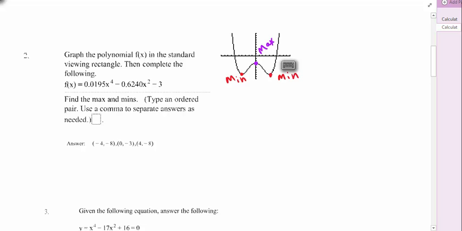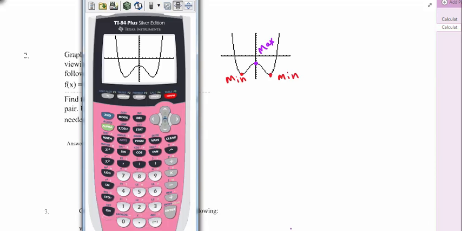All right, so we're going to go into our calculator and we're going to find this one first. I like to go left to right. Second calc, we're going to choose min. And you need to be over here to the left of that low point. In other words, you need to be over here somewhere.